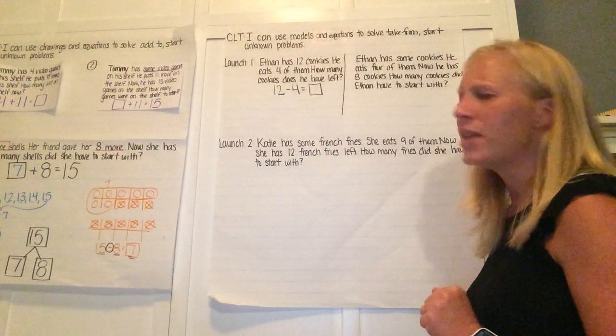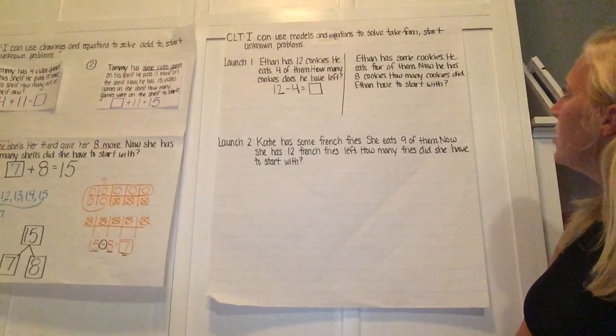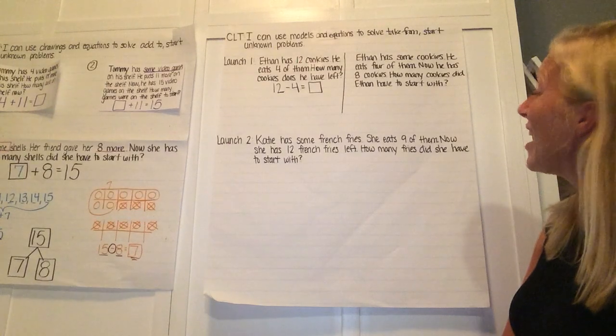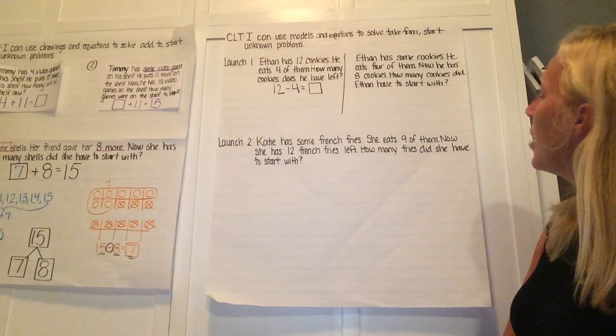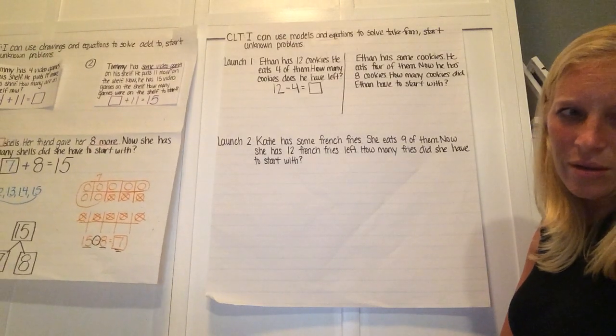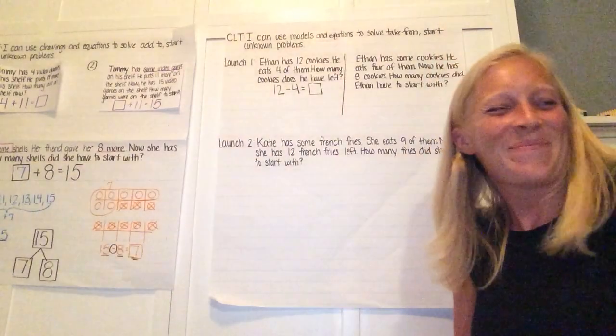Can I read another one for us? Ethan has some cookies. He eats 4 of them. Now he has 8 cookies. How many cookies did Ethan have to start with? That was a little trickier. I don't see thumbs quite as quick this time.